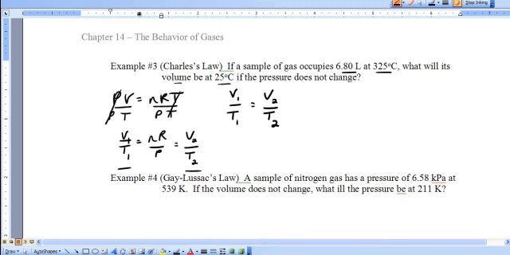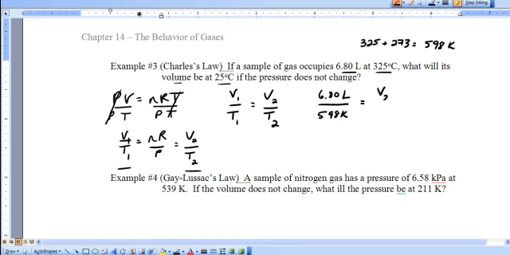And now let's simply plug in our values and solve. The original volume is going to be 6.80 liters. Now the original temperature is 325 degrees Celsius. However, we have to use the absolute scale. So in order to change Celsius into Kelvin, you add 273 to it. So 325 plus 273 is going to equal 598 Kelvin. So that is actually our initial temperature. You always have to be in Kelvin when doing the gas laws.